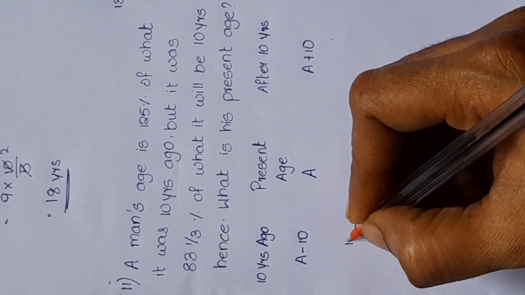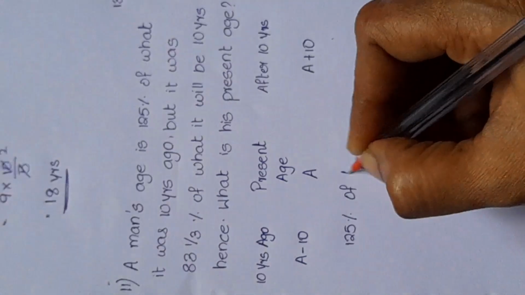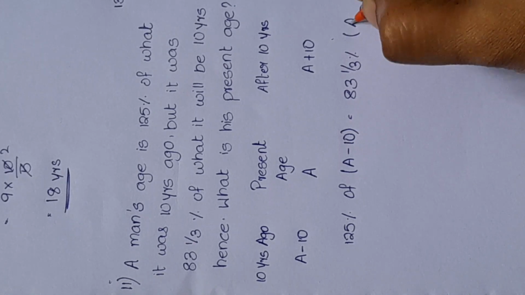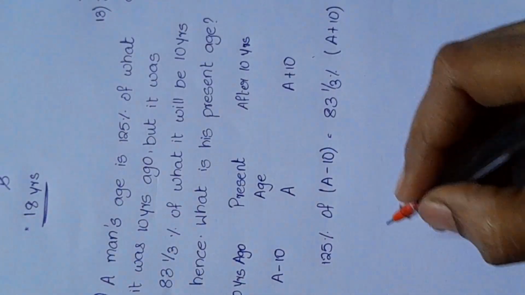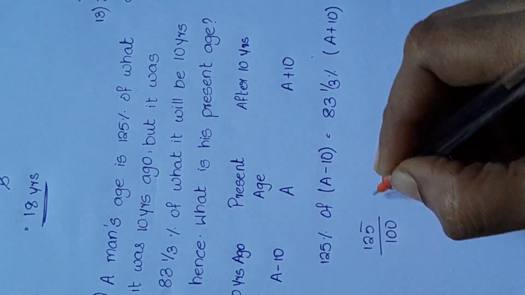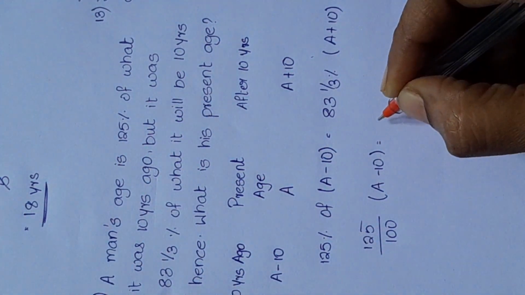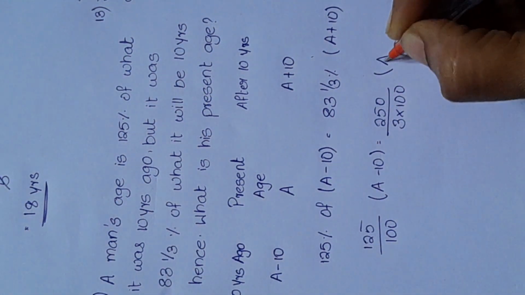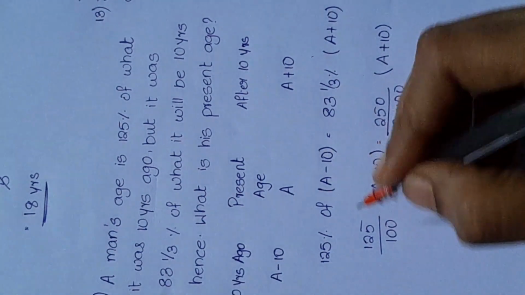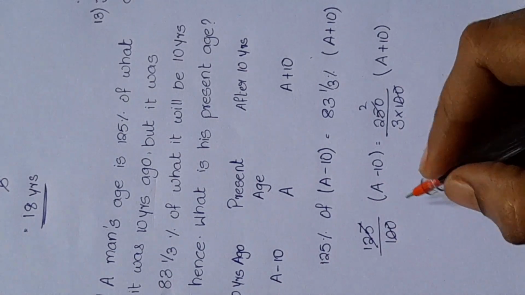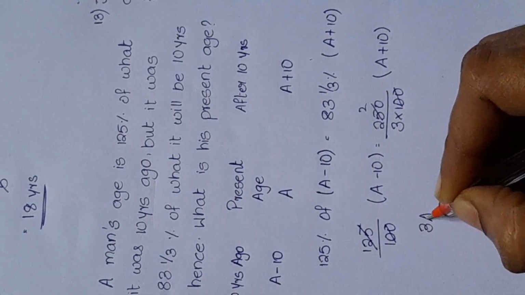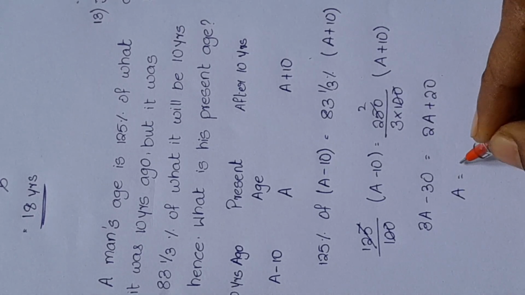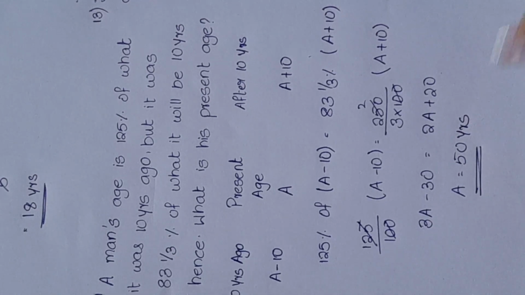In the question it is given that 125% of A minus 10 is equal to 83 1/3% of A plus 10. So 125 by 100 into A minus 10 is equal to 83 1/3, that is 250 by 3 into 100, into A plus 10. Now cancellation. Once, 2 times, 100 and 100 get cancelled. 3 comes to this side. So 3A minus 30 is equal to 2A plus 20. From this we get A is equal to 20 plus 30, that is 50 years.